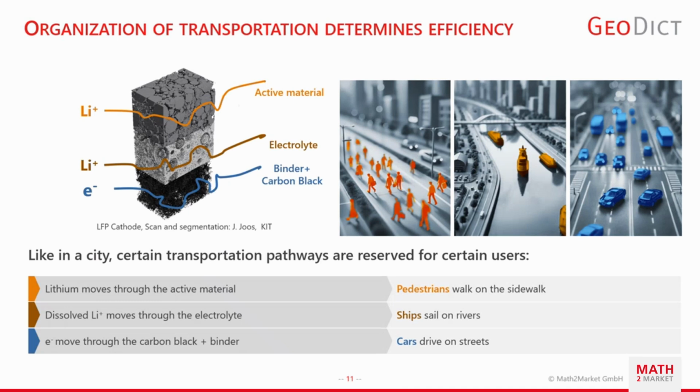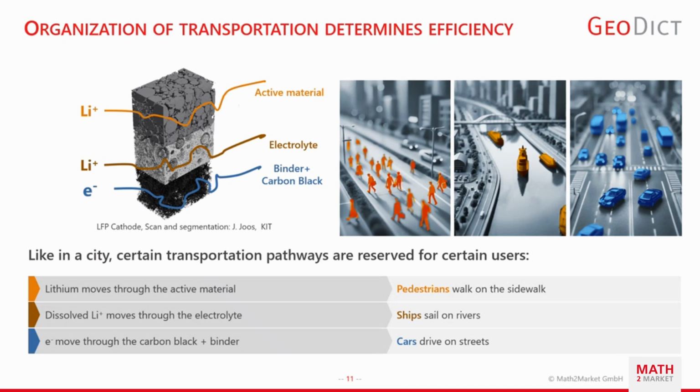And it's very similar to when you imagine a city with complicated traffic. You have some spaces where pedestrians can walk. If you have a river, then there are big ships on the river. They are very slow, but they can transport a lot of material. And then you have cars in the driving way. And in order that the traffic works well, all the different parts need to be adjusted. So there must be enough space for all of the different components.